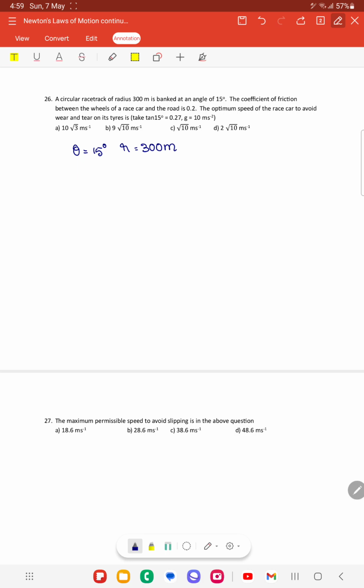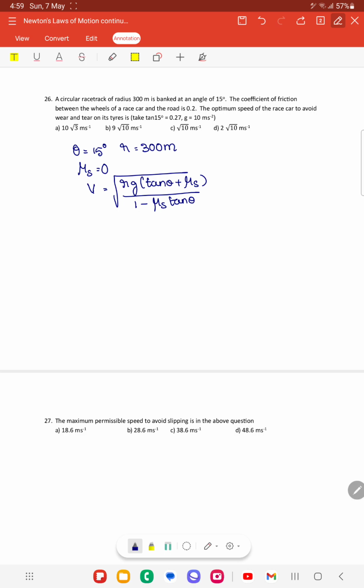The wear and tear of the tire is caused because of the friction. So we have to consider here, for the optimum speed, the frictional force is 0, that is mu s is equal to 0. So V is equal to, we have the equation, square root of Rg times tan theta plus mu s divided by 1 minus mu s tan theta.